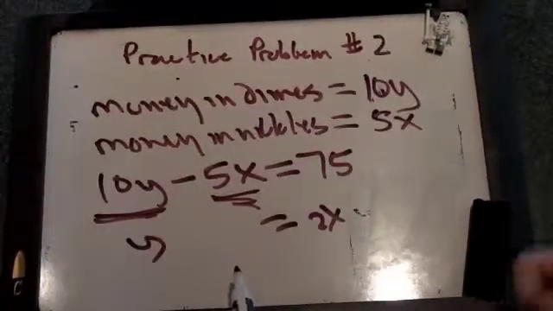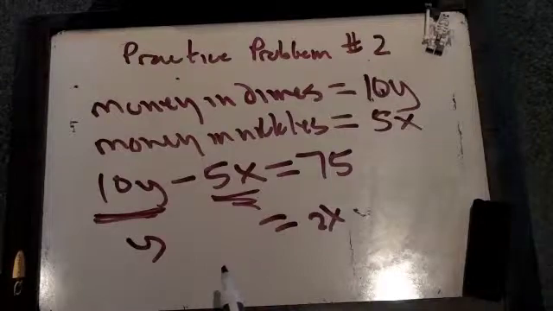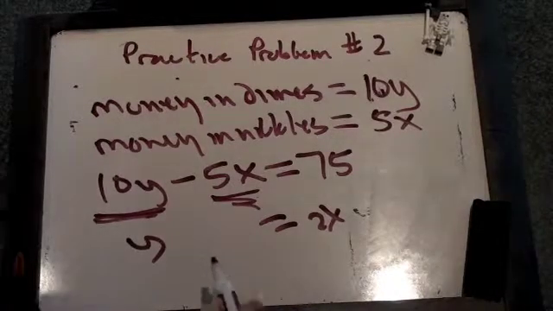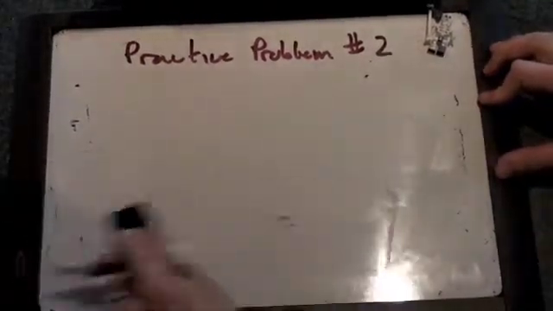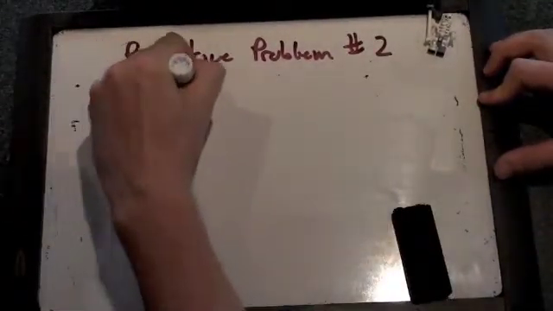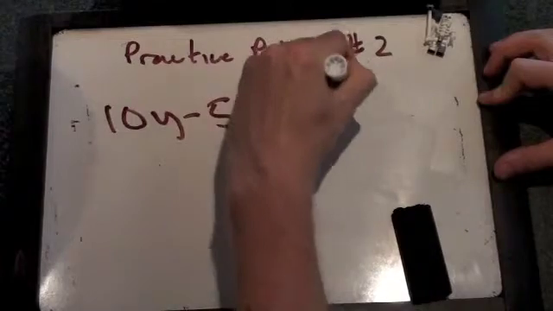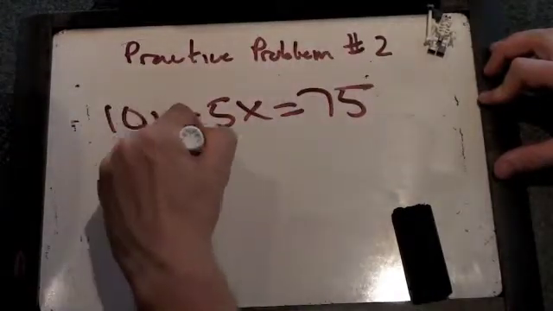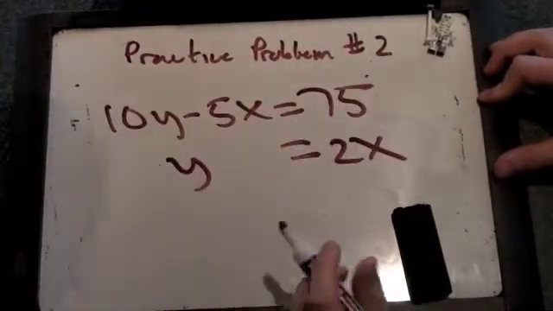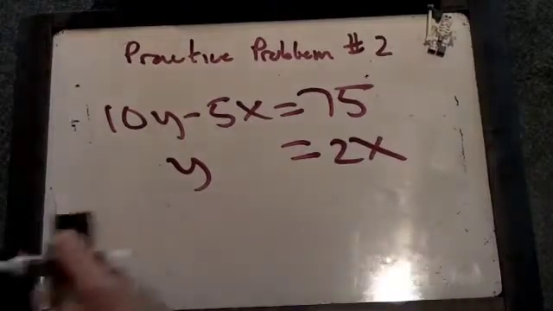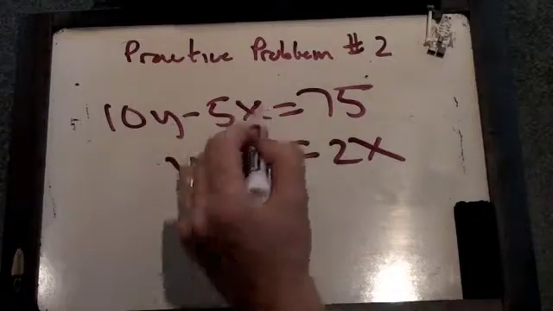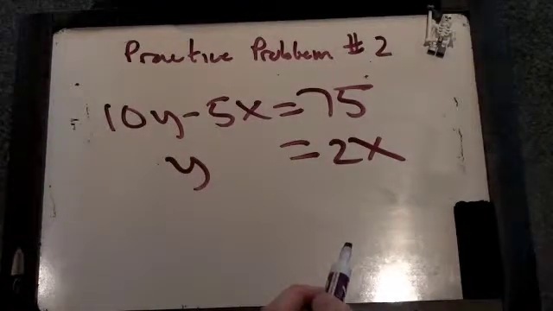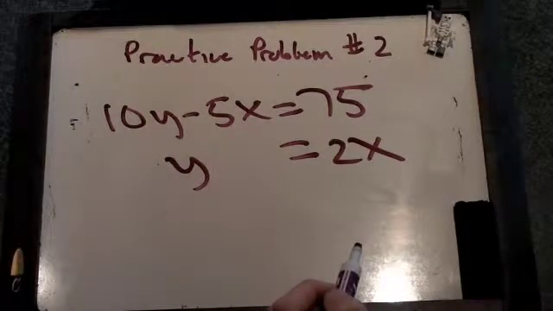So I'm going to show you how you solve something like this. Okay, you ready? Yeah. Let me just write this all out. 10y minus 5x equals 75, and y equals 2x. Okay, so those are the two things we know, right? Yeah. Okay, y is the number of dimes, and x is what? X is the number of nickels. The number of nickels. Okay.